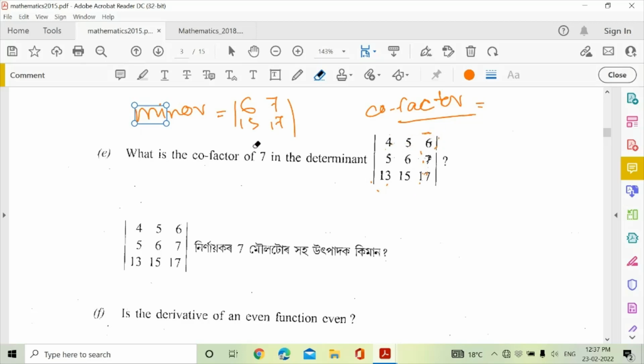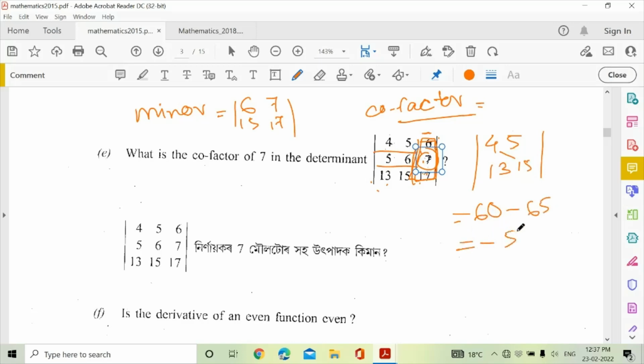So the question is given, what is the minor of 7, you have to find it out. 7 is this element. That means whenever you have to find out the minor of this element, you have to eliminate this row as well as this column. Got it? Eliminating this row and this column, we will have 4, 5, 13, 15. Am I correct? This is the minor. So how can you find out the determinant? 4 into 15, 60 minus 65. Correct? So the answer is minus 5. So this is the minor.